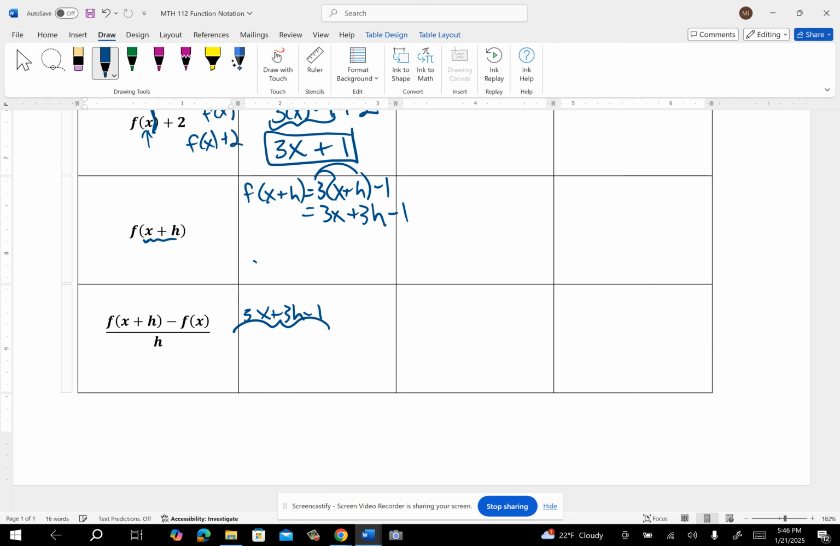So this part right here, that's the f. When I do it in a table, that's what happens, and it's frustrating. So I get 3x plus 3h minus 1. Okay, that's the f of x plus h. Now, f of x, that's the original rule we had earlier. So isn't f of x 3 times x minus 1? And then this says subtract those two things.